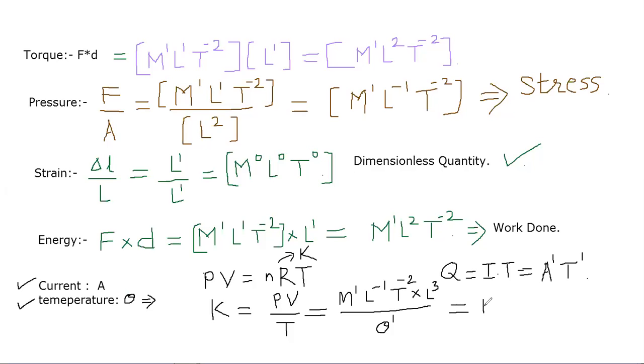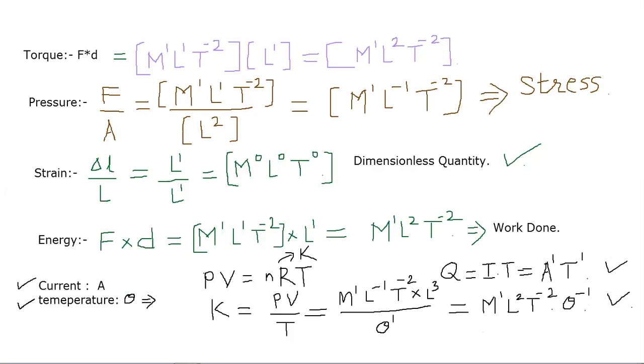So what will be the final dimensions? M1 L raised to power minus 1 plus 3, that is plus 2, and T raised to power minus 2 multiplied by theta raised to power minus 1, right? Because theta is in the denominator, it will come to the numerator. Okay, so I hope that you got it.